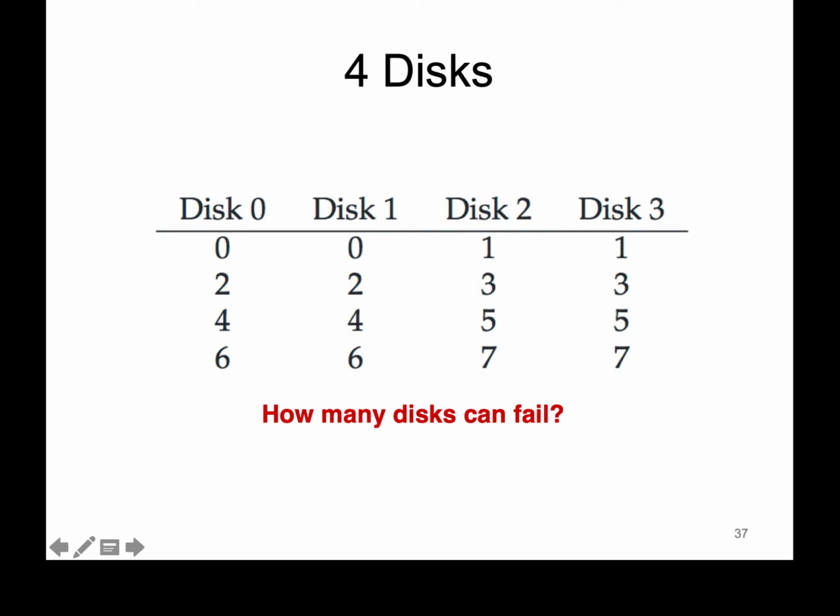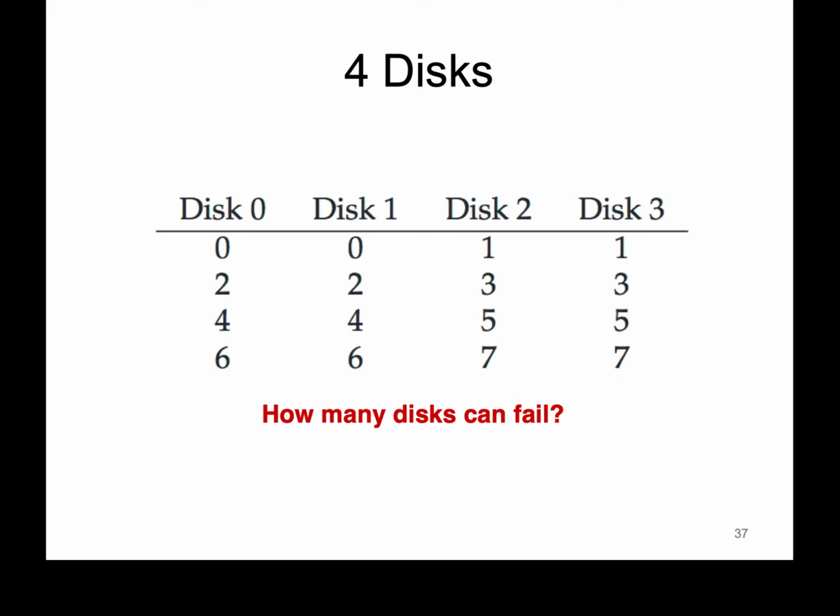So the next question is, how many disks can fail? Or if we ask this question a different way, what is the reliability? What is the quantified reliability that could be inherently enabled by RAID 1, right?